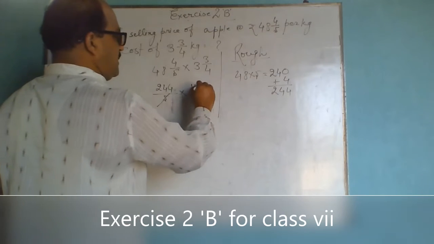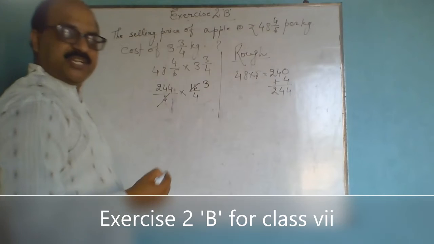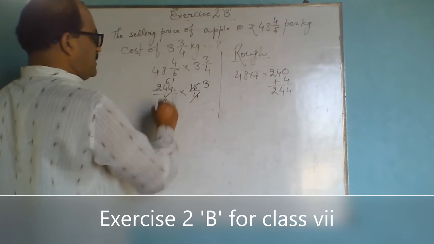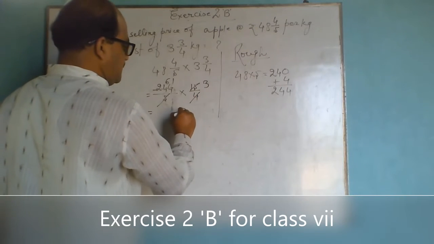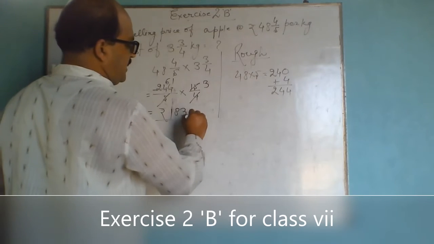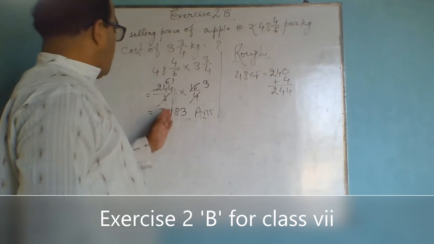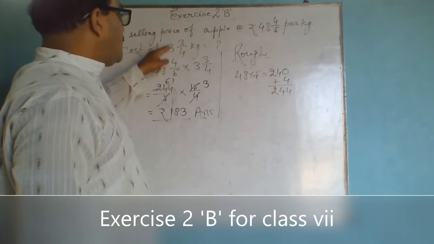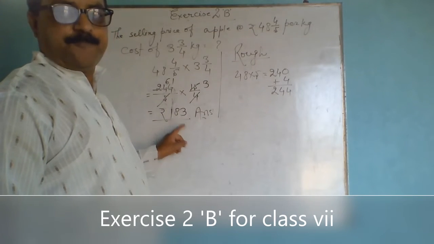15 is divided by 5. 5 threes are 15, so 15 is divided by 5 three times, and 4 sixes are 24, and 4 ones are 4. So the answer is 3, 1 three is 3, and 6 threes are 18. Rupees 183 is the total value. Here the cost of 3 whole 3 by 4 kg of an apple is rupees 183.